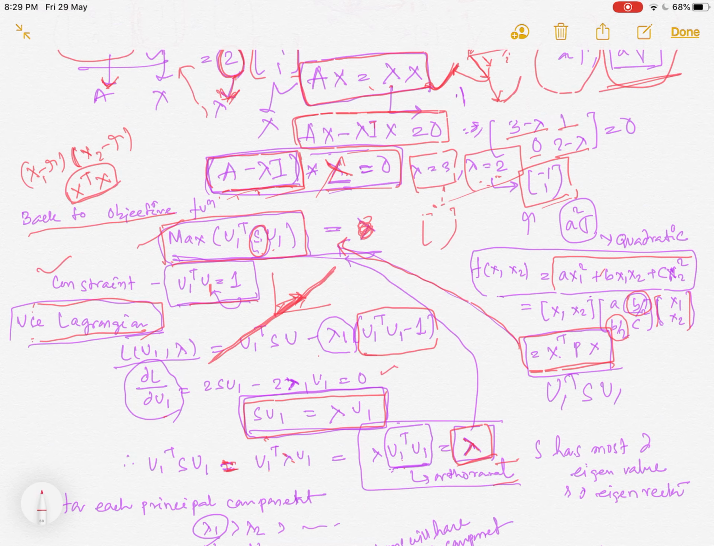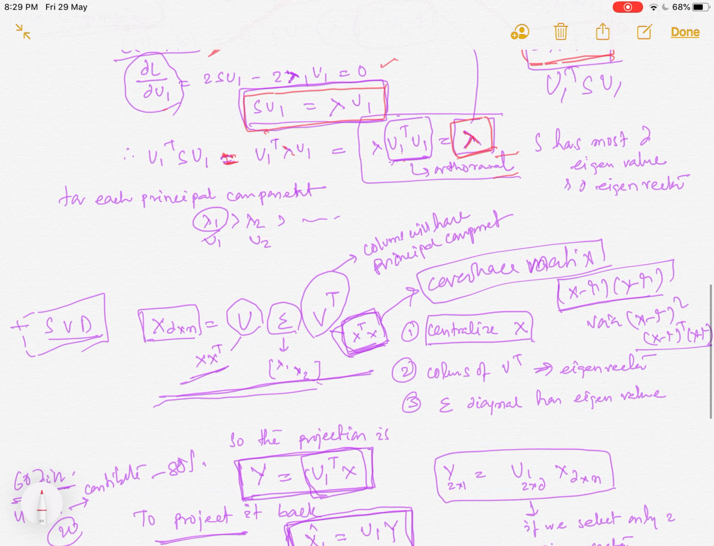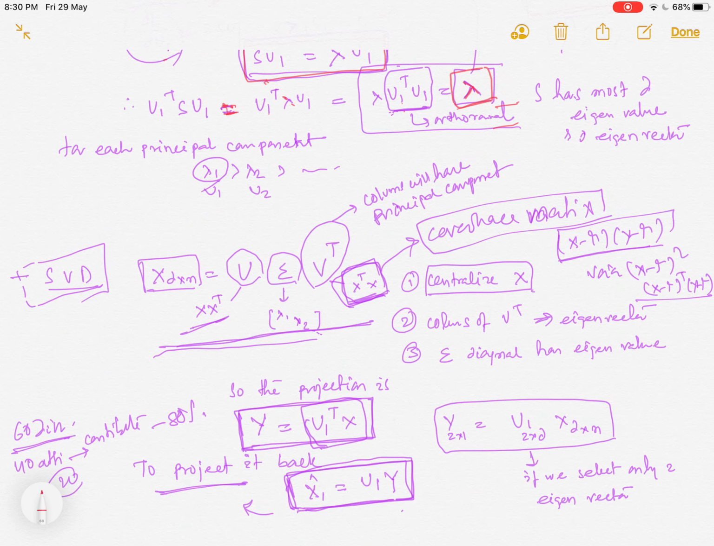One more interesting thing that I have not shown here is that the variance of x will be the summation of the variances of all the lambdas. That is, if we keep all the lambdas and sum those values, that will give the variance of x. Okay, so this is all about PCA.